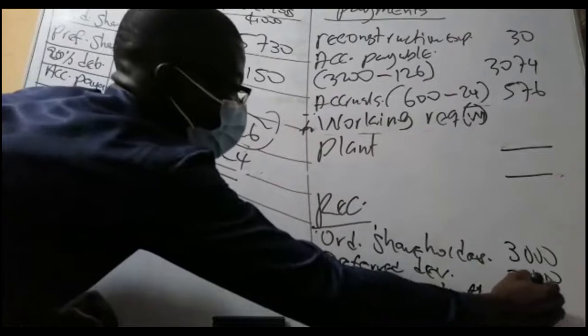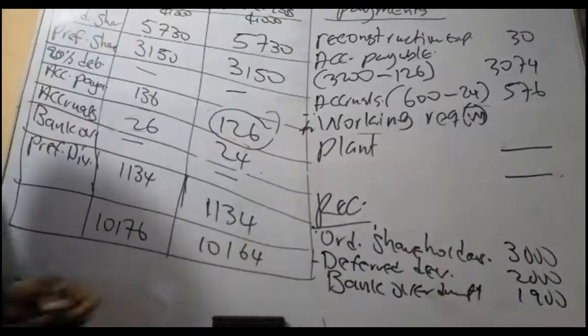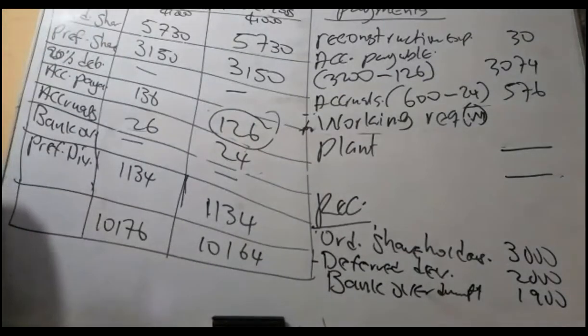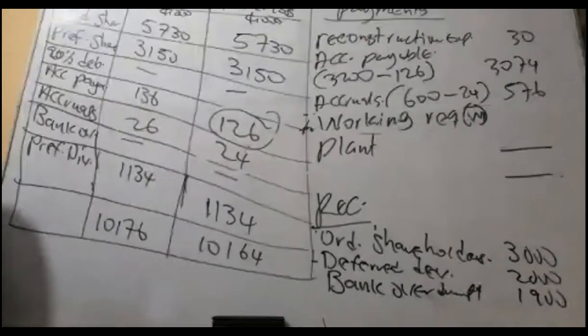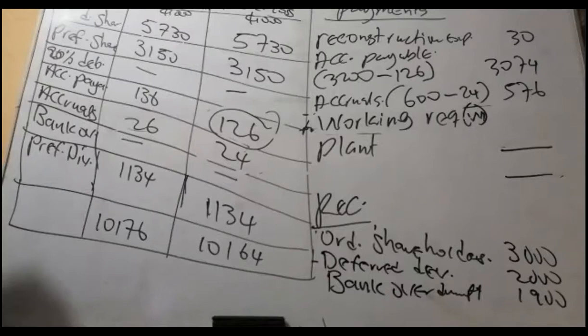So 1,009. Tell us how you got 1,009. You pick the 4,000 minus the current value, which is what? The 2,100. Yes, 2,100. Perfect. So the 4,000 minus the 2,100 gives us 1,009.